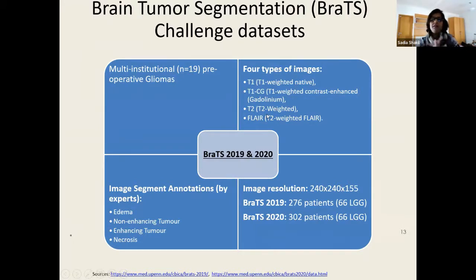And again, I would not go into the detail of these images. I would just like to tell you that these are all MRI images which are taken in different manners, and these are all providing information about the structure of fMRI from different angles. In addition to these images, they also provided annotations by experts.